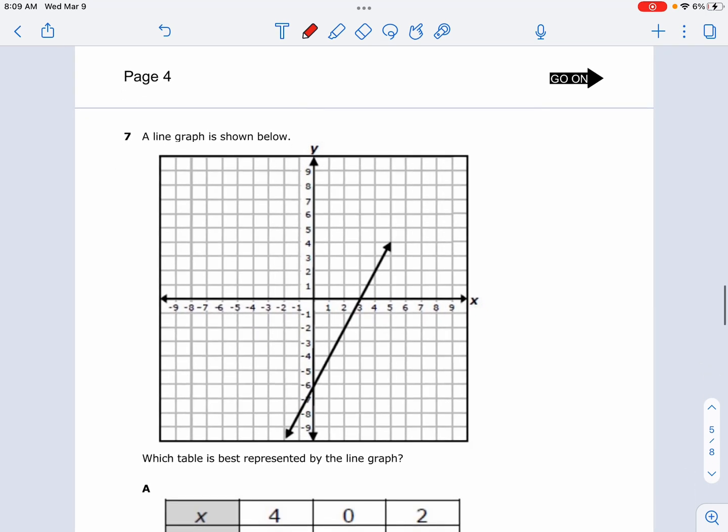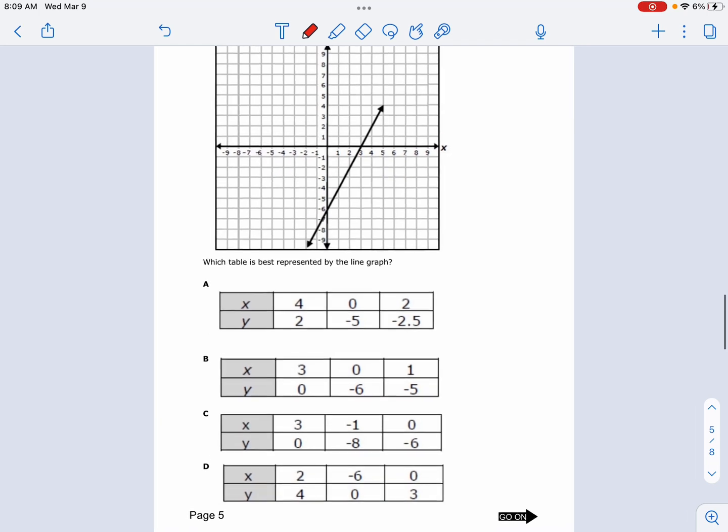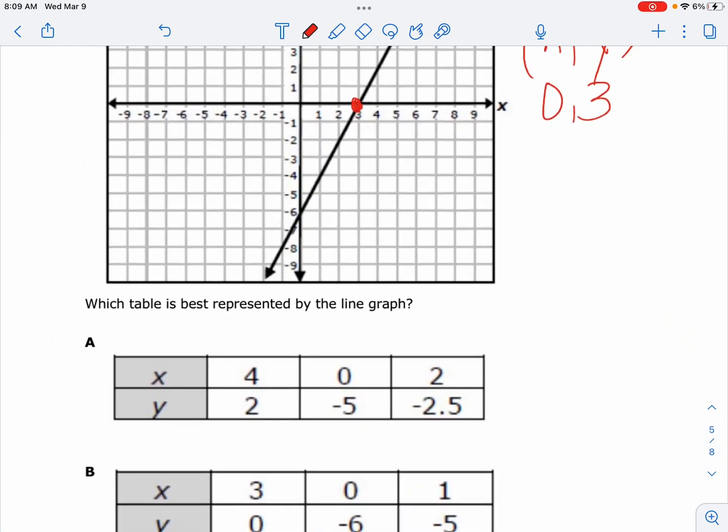Alright, number 7. A line graph is shown below. Let's see which table best represents this line graph. Okay, I'm going to pick out some points here because that is really going to help me. So I'm going to write x and y because I'm going to do some coordinates, some ordered pairs. I'm going to start right here because that's a good starting point. So I'm going to have 0, 3. And then I'm going to go right here. I'm going to have 0, -6. Actually, I said that wrong. Excuse me, I'm going to have -6, 0.